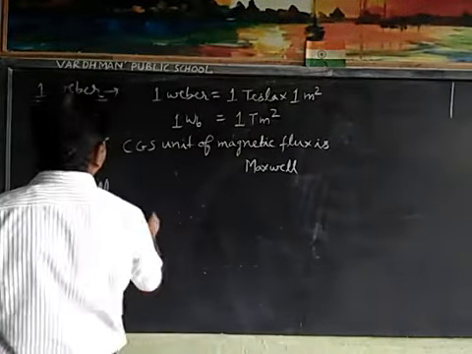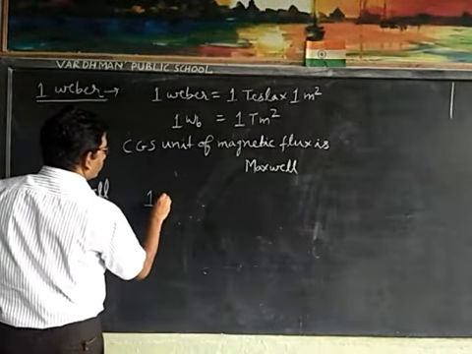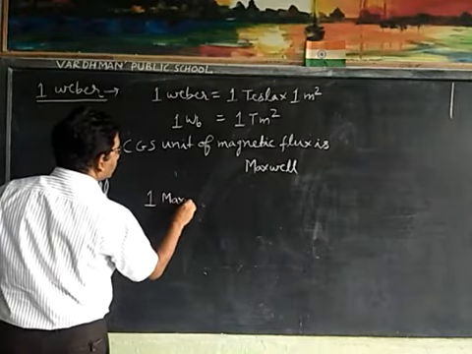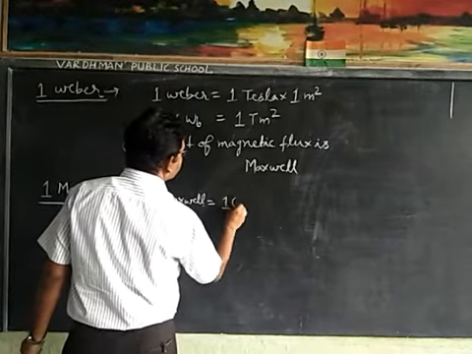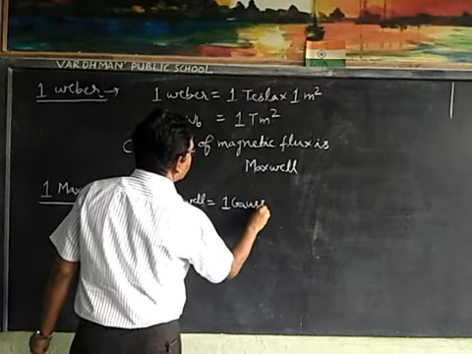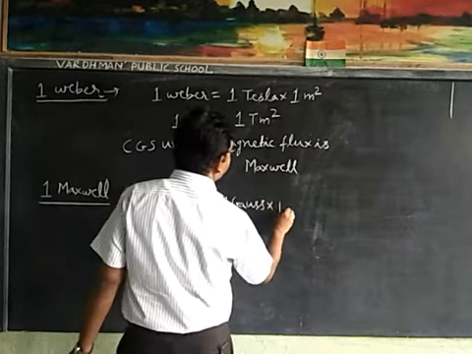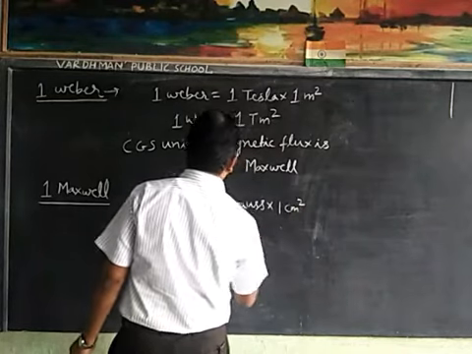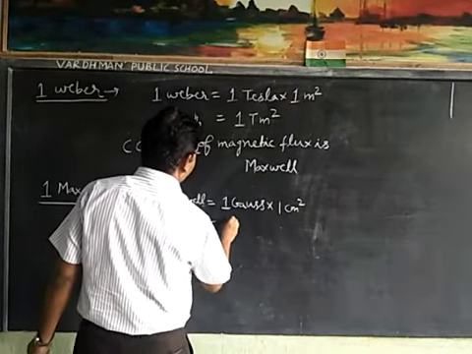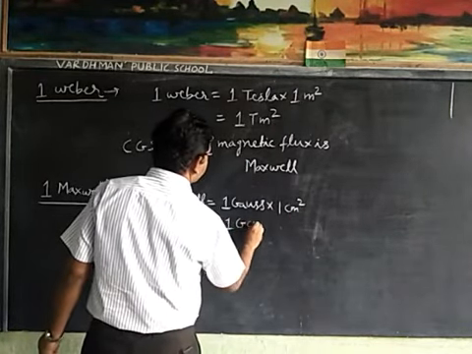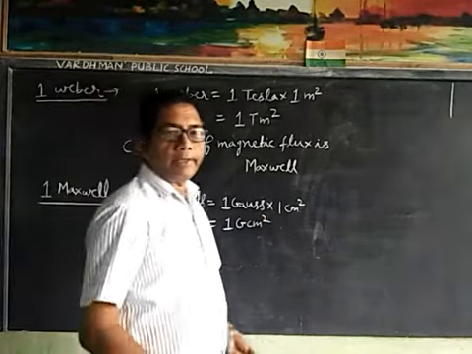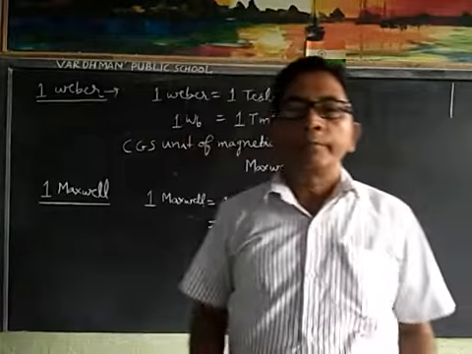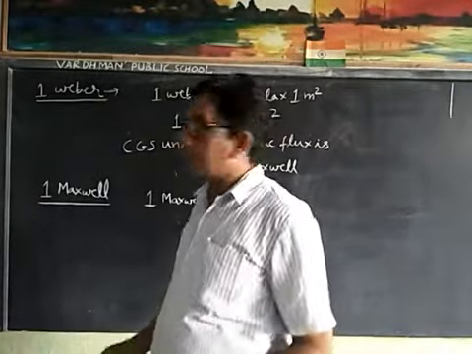1 Maxwell is equal to 1 Gauss into 1 centimeter square, which is written as 1 Gauss centimeter square. Now we will find the relation between Weber and Maxwell.